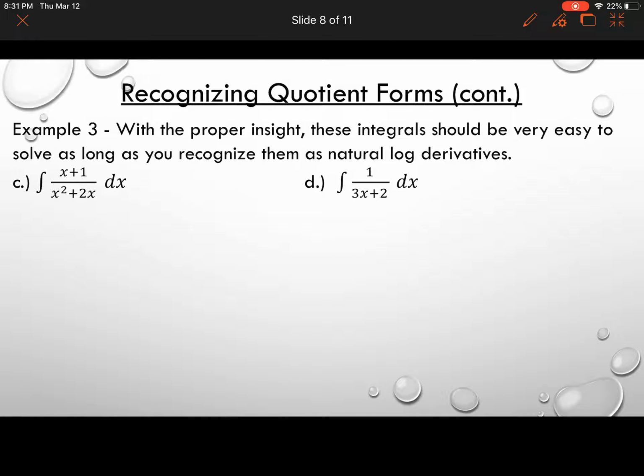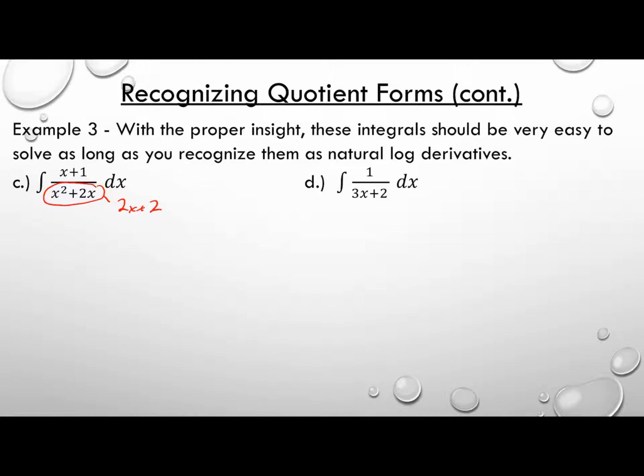So the first one's C. If we try to use the same strategy, we've got x squared plus 2x. Well, the derivative of that is 2x plus 2. Well, that's not x plus 1, but if you notice, it's double x plus 1. So I could just multiply this by 1/2, and I get that x plus 1. So let's see. Could the answer just be the natural log of the absolute value of x squared plus 2x, with a 1/2 in front?